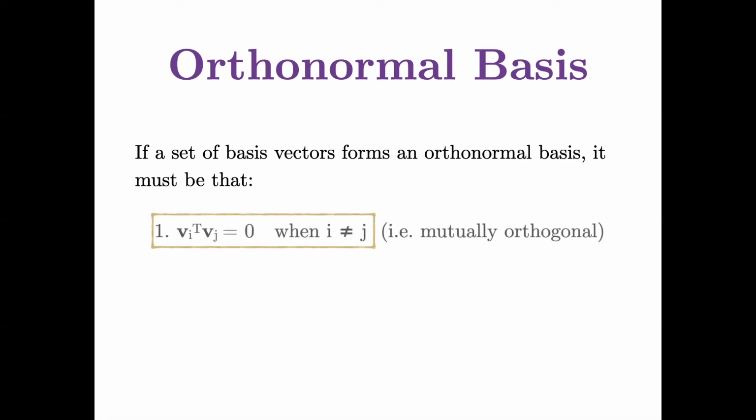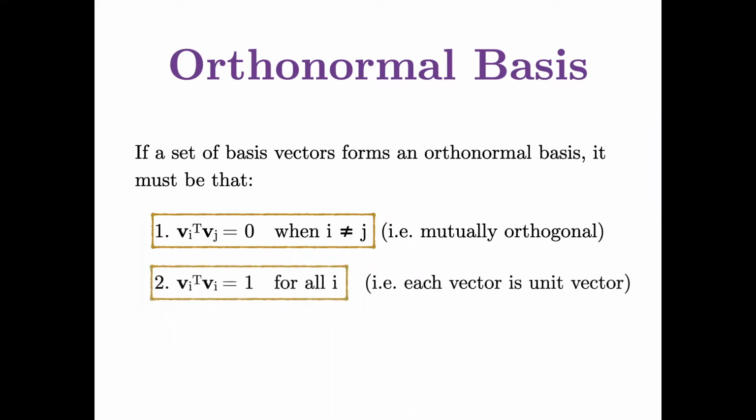The first, of mutual orthogonality, means that if I take any two vectors in an orthonormal basis, their inner product should be 0. Why? Because that's the definition of orthogonality. So this notation here says that as long as i is not equal to j, as long as I take two different vectors from that basis and take the inner product, I should get 0.